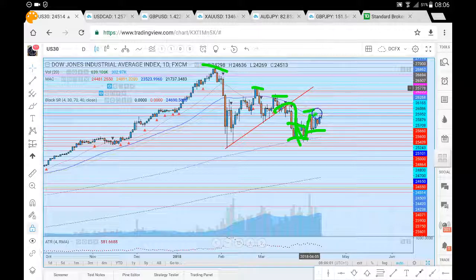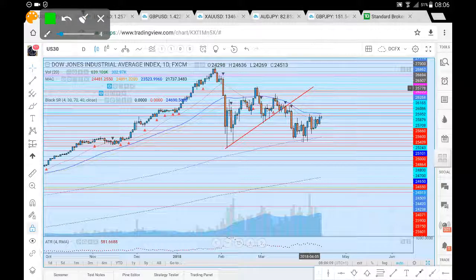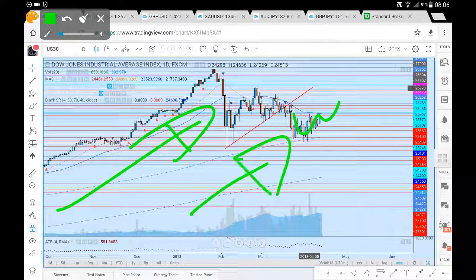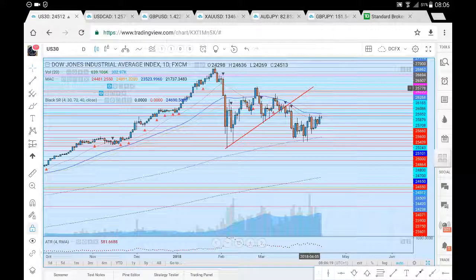Now we've traded back above the highs of this large candle, so there is a possibility of seeing a further retracement to the upside on the US 30, bringing this into alignment with the macro trend of heading to the upside. So with that said, that wraps up the US 30 analysis. Thanks for watching.